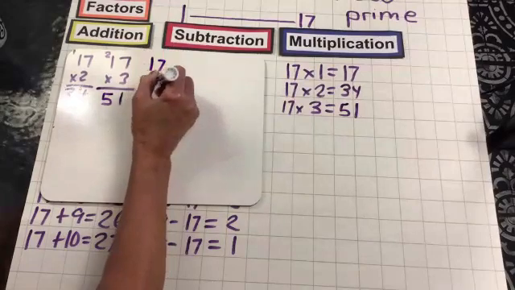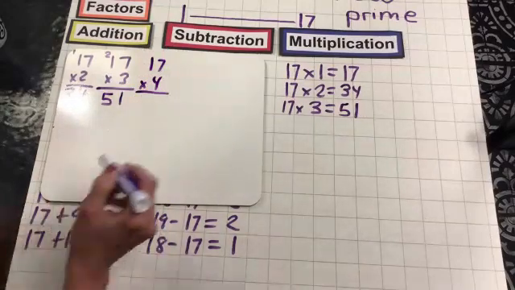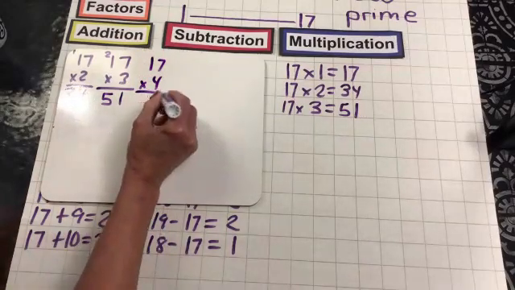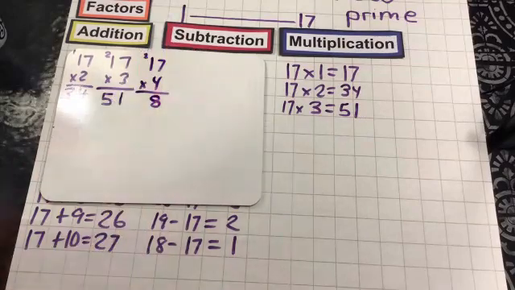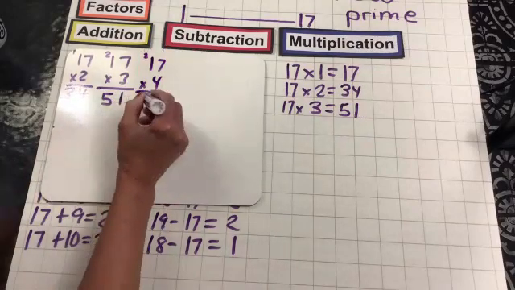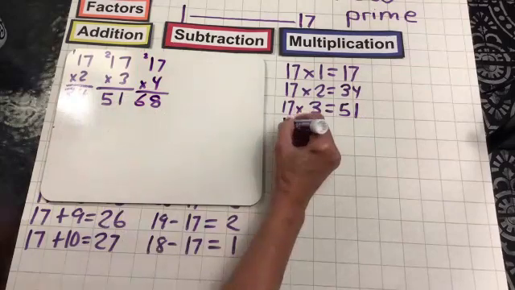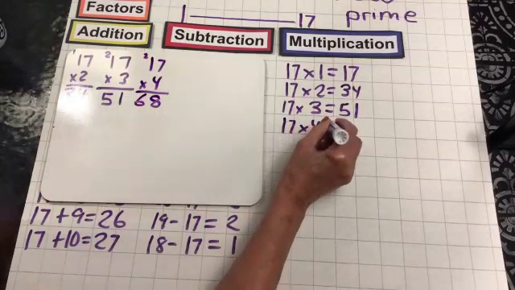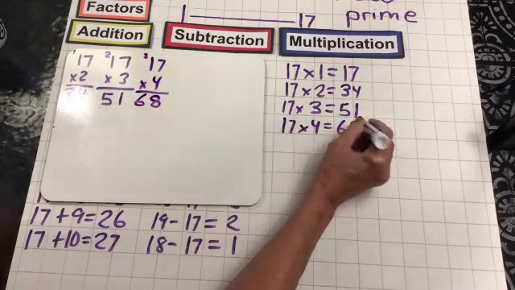17 times 4. 4 times 7 is 28. Drop the 8, carry the 2. 4 times 1 is 4 plus 2 is 6. 17 times 4 equals 68.